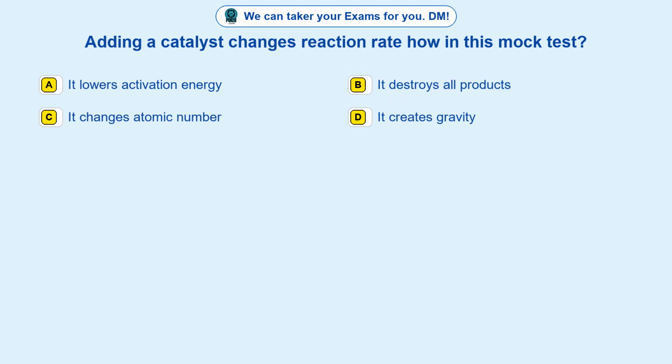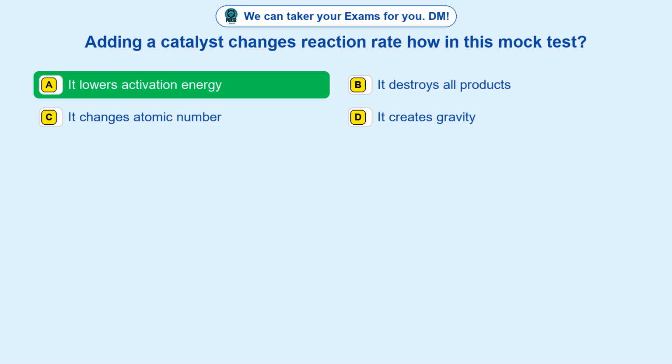Question 37. Adding a catalyst changes reaction rate how in this mock test? Option A. It lowers activation energy. Option B. It destroys all products. Option C. It changes atomic number. Option D. It creates gravity. The correct answer is option A.